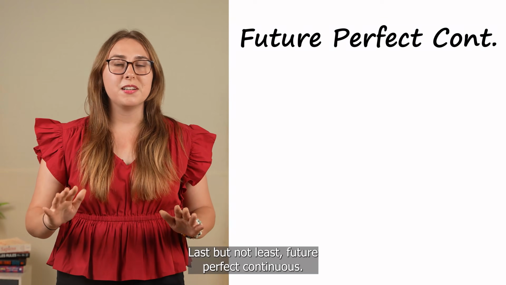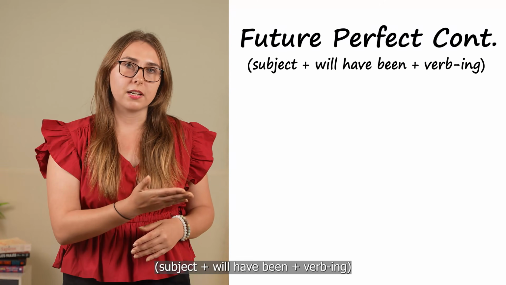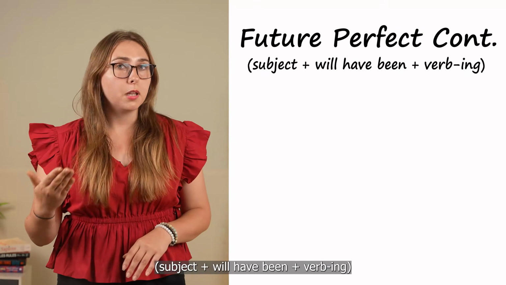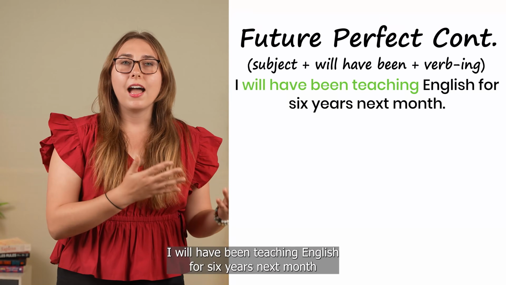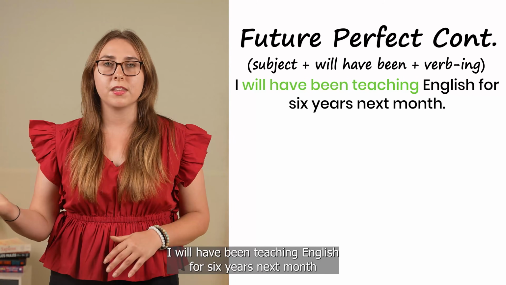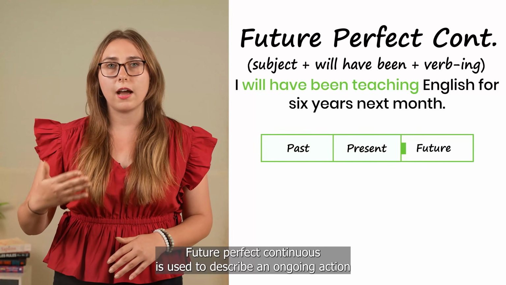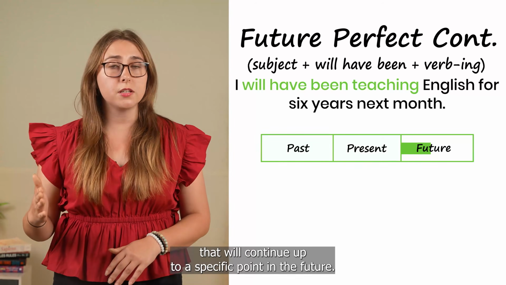Okay, last but not least, future perfect continuous. It's formed by adding subject plus will have been plus verb-ing. I will have been teaching English for 6 years next month. Future perfect continuous is used to describe an ongoing action that will continue up to a specific point in the future.